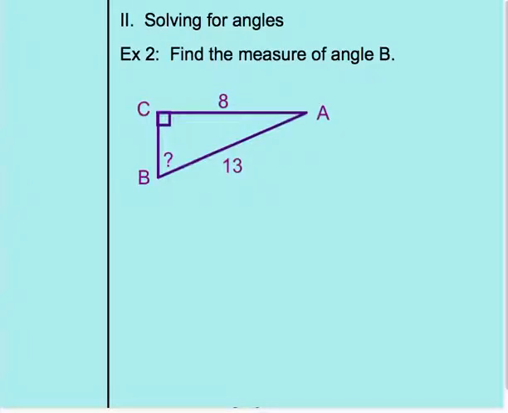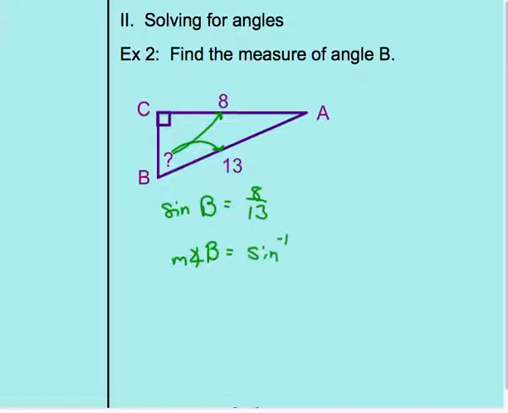To solve for an angle, we set it up the same way. We're looking for the measure of angle B. We know the opposite and the hypotenuse, so we're going to use the sine of angle B equals opposite over hypotenuse. So to solve for B, we use the sine inverse or the arcsine function, depending on how your geometry teacher worded it. It's the same thing.